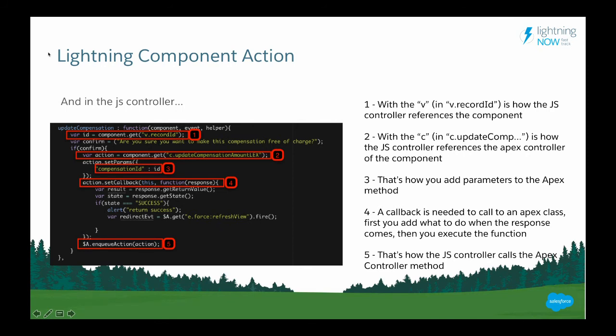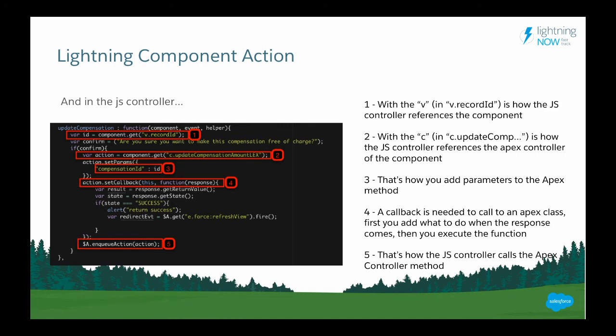This is what the JS controller looks like. It may seem like a lot of code, but it's actually not very much. You created the JS function called updateCompensation on the left side. The second line is var id, which gets the record ID from the component file that I showed you previously, giving it access. In number 2, you're defining the action, updateCompensation, which is going to call the Apex controller to make the SOQL query to set the value to 0.